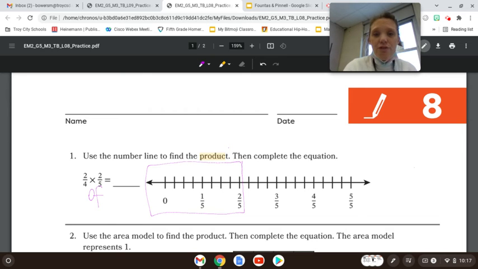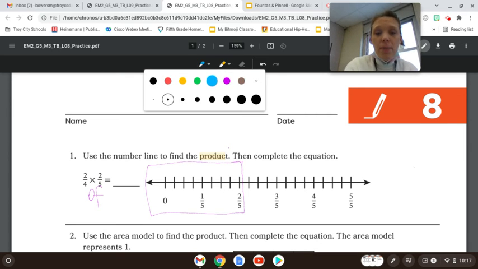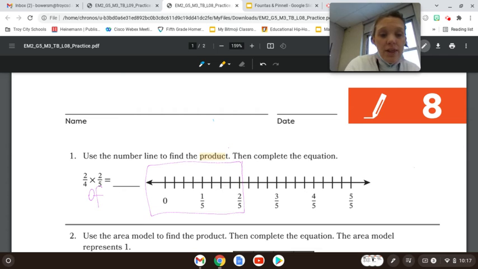So notice how each fifth is partitioned into fourths. This is 0/4, 1/4, 2/4, 3/4, 4/4 would be 1/5, okay? So each fifth is partitioned into fourths. So between this interval of 0 and 1/5, I want to shade in 2/4. And then for the next interval of 1/5 to 2/5, I'm going to shade in 2/4.